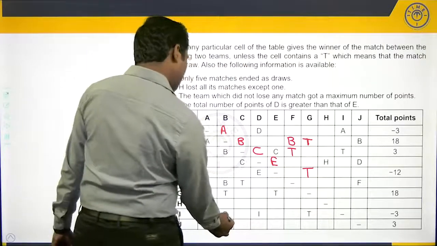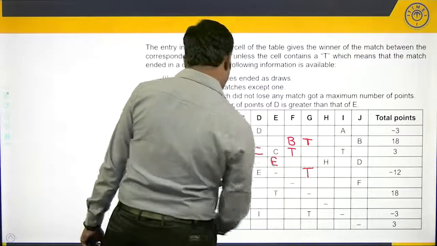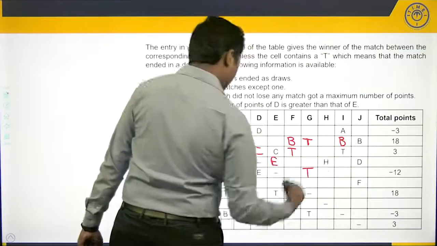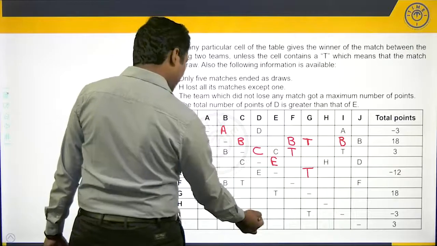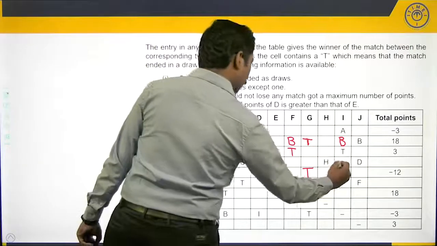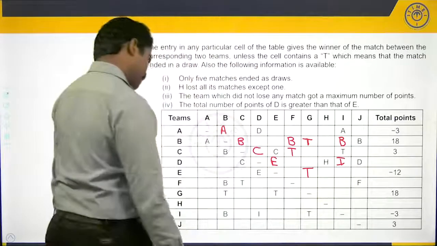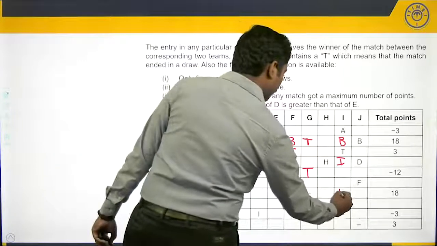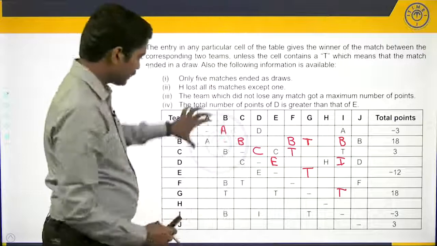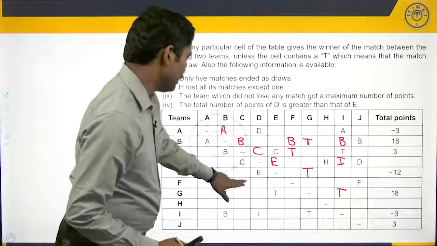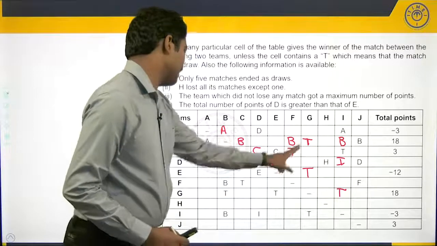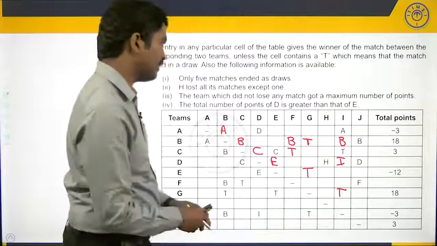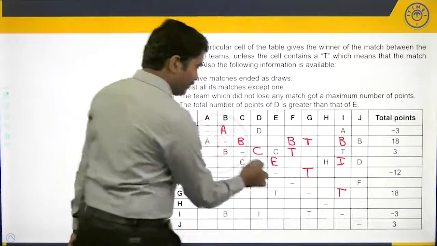What else? I with B, B won. So, B with I also, B should win. Further, I with D, I won. So, D with I also, I should win. And then I with G is a tie. So, G with I will also be a tie. See, AA, BB, CC, EE, TT, then this is the B, this is the T, this is the B, IB, similarly BI, and then we have the ties. Okay, done. Now, this was only everything below the diagonal.